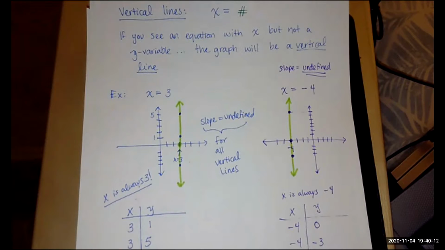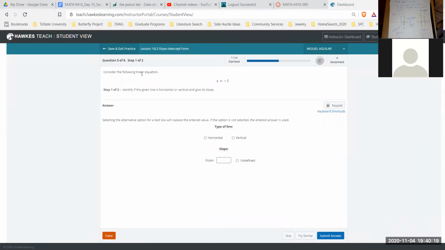Okay, so you're going to get questions in Hawks that will ask you, okay, consider the following linear equation, x equals negative 1. Identify if the given line is horizontal or vertical and give its slope.